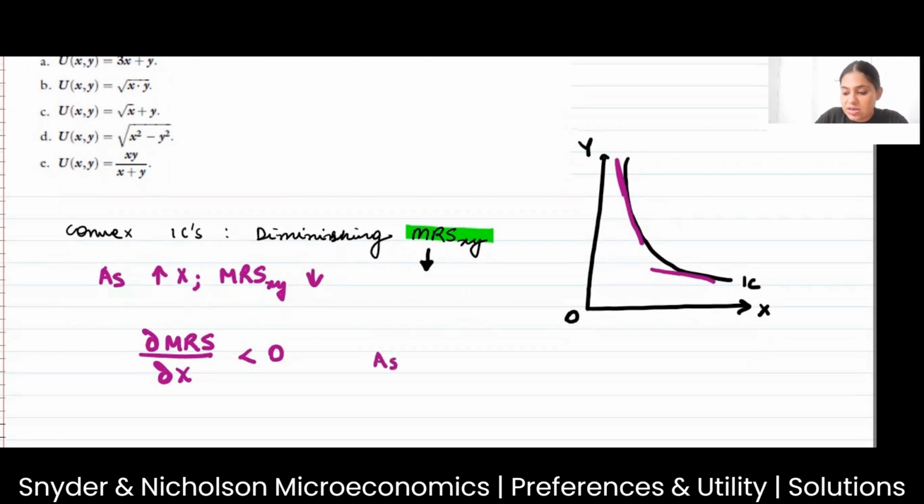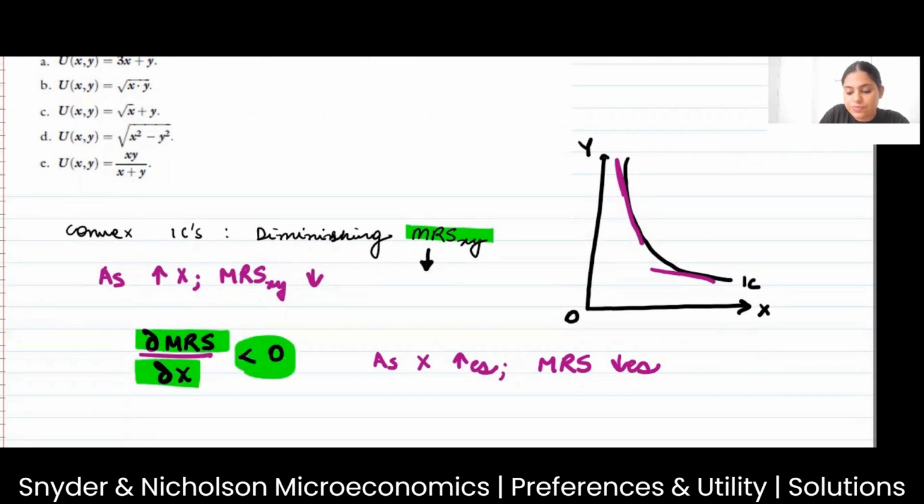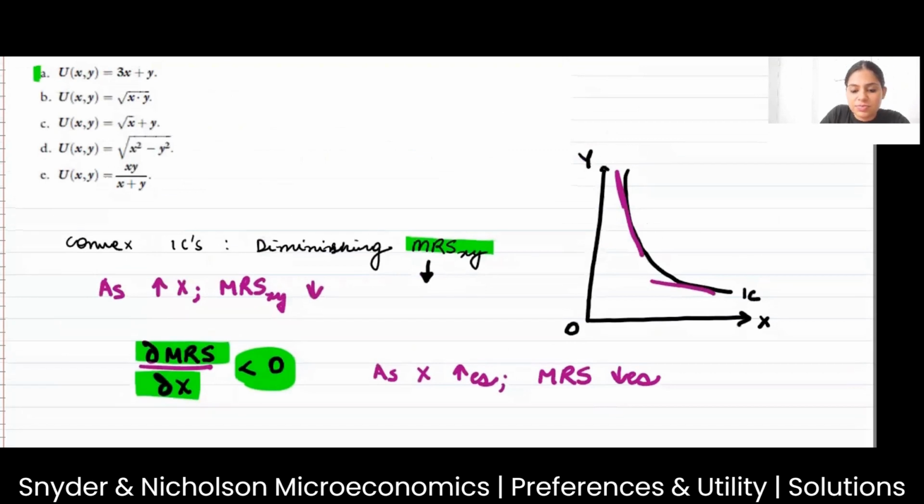So as X increases, MRS decreases. Inverse relationship. So the change in MRS when there is a change in X is less than 0. They move in opposite directions. Be very clear with this, okay? Now let's go to the first part.